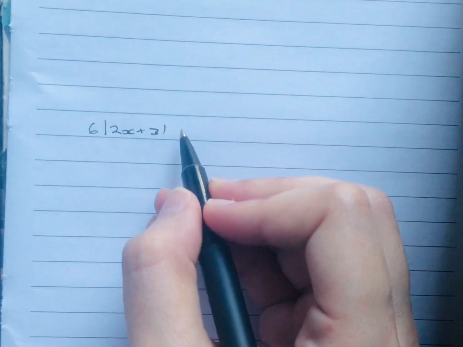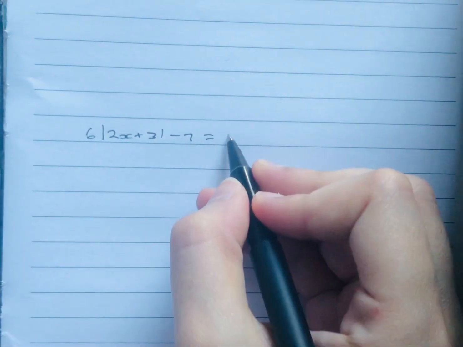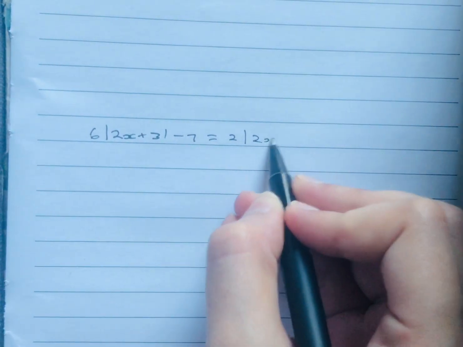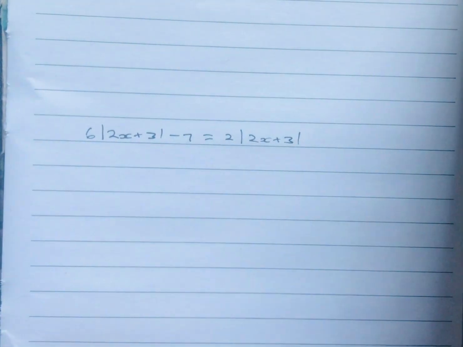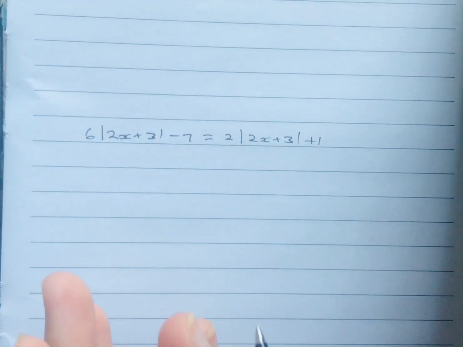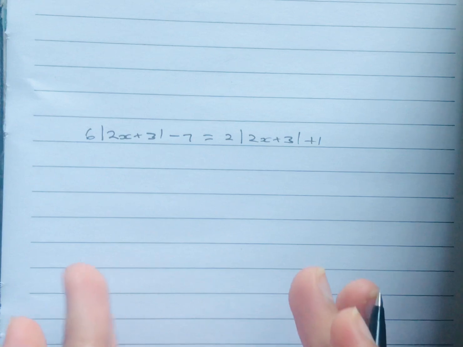6 absolute value of 2x plus 3 minus 7 is equal to absolute value of 2x plus 3 again plus 1. So now you can see that you have the absolute values on both sides of the equal sign.